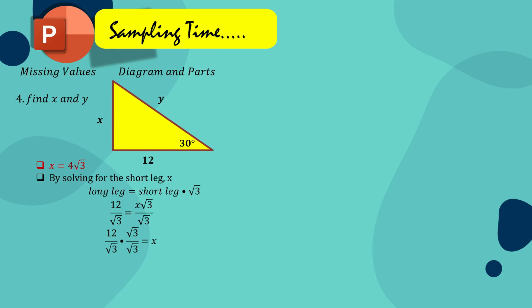What is this process called? Rationalization, or rationalizing the denominator. The denominator is square root of 3. Next step is to multiply. Get the product of the numerators and the product of the denominators. 12 times square root of 3 is 12 square root of 3. It is not 36, so we cannot multiply 12 and 3. Why? 12 is rational, 3 is irrational.